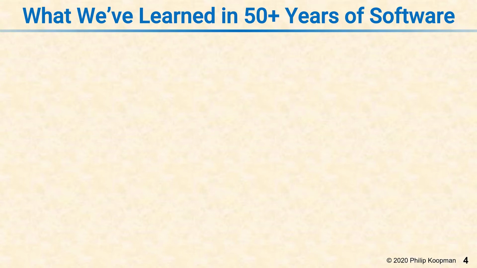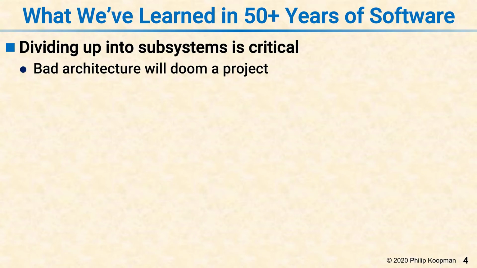A big one is that dividing a system up into the right subsystems is absolutely critical. If you have a bad architecture, your project is probably doomed. So figuring out of all the code how to slice it up into pieces that make sense and how to organize the pieces as they work together is absolutely essential to success. Making a big pile of spaghetti code and tossing it down the waterfall is not going to work for you.